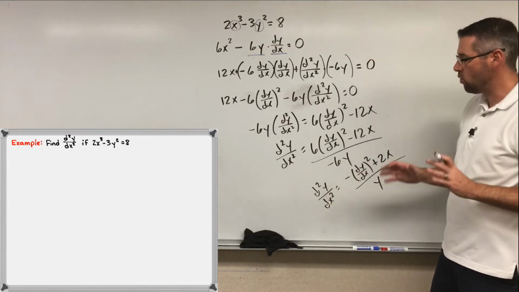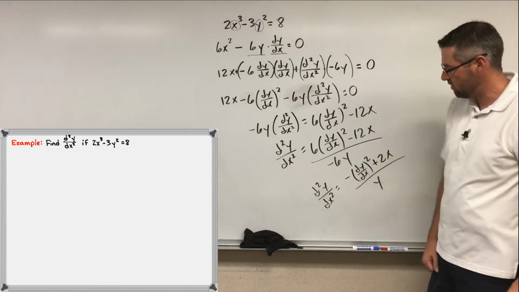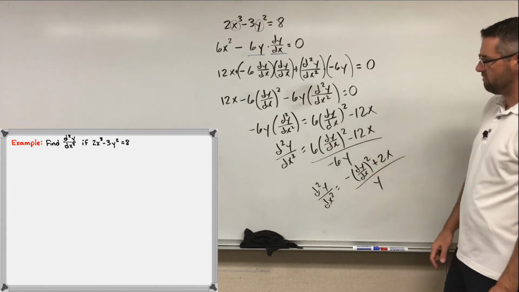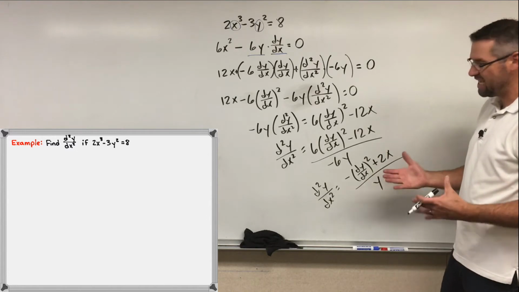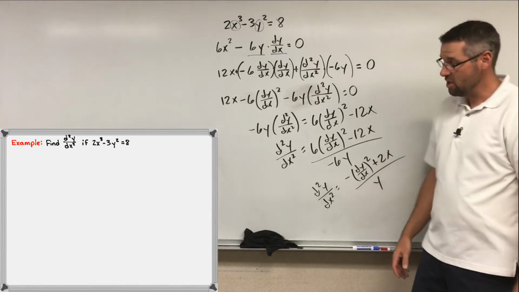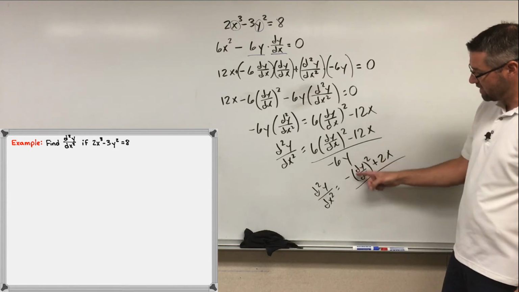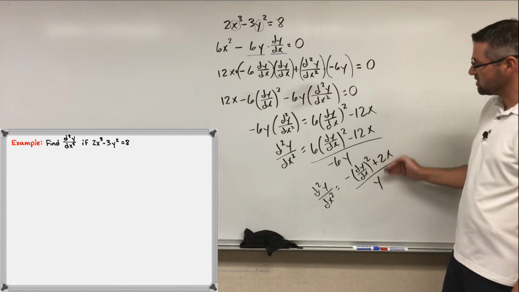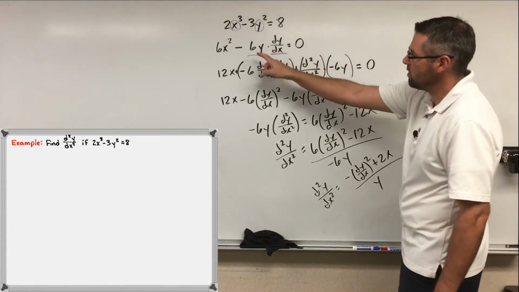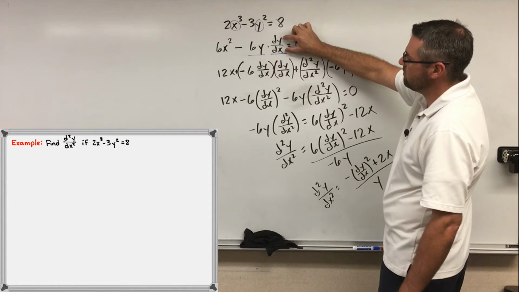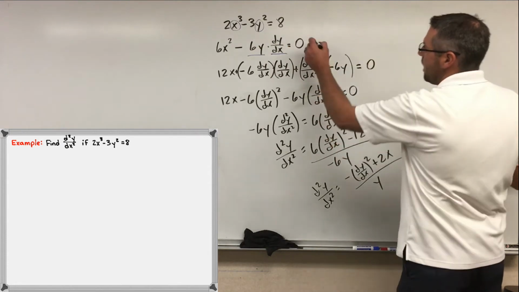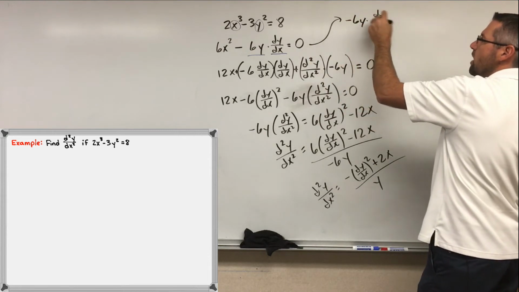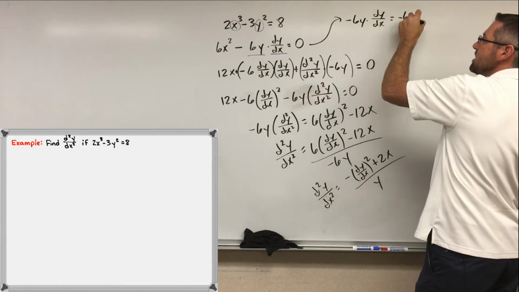The problem is we don't want to write the second derivative in terms of x, y, and the first derivative. So what we need to do is get it down to at least where it's just x and y's. So we're going to have to replace this dy dx with what it's equivalent to, so that it's all in terms of x and y. So going back up here, we have an equation that has just the first derivative in it. If I'm going to isolate dy dx there, I would get negative 6y times dy dx equals negative 6x squared.